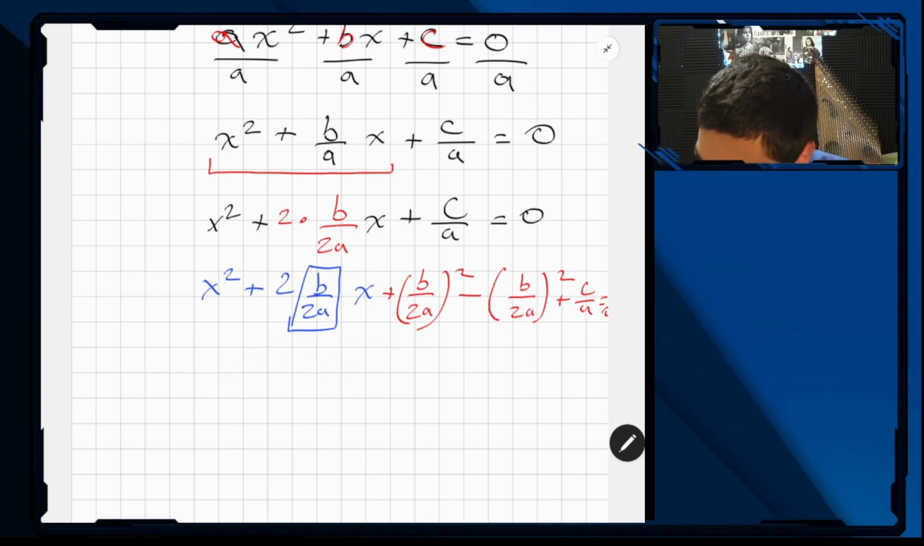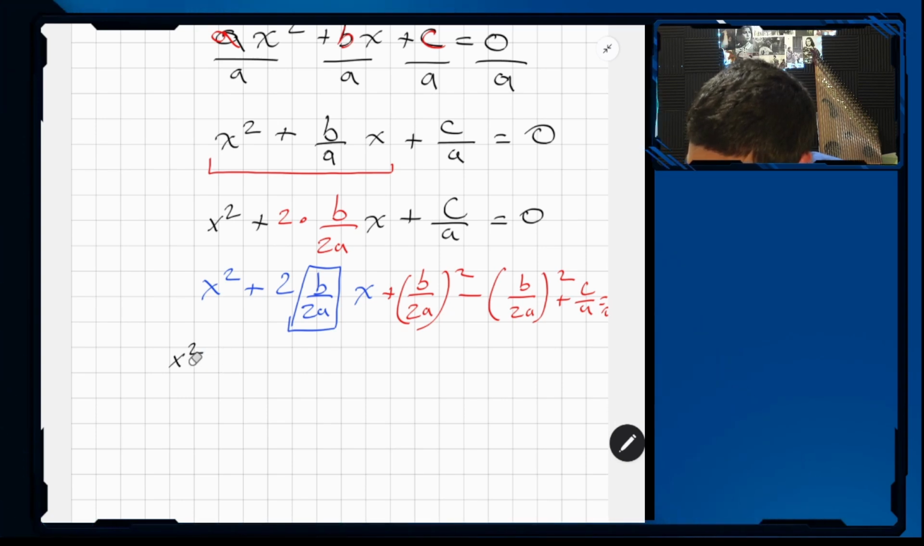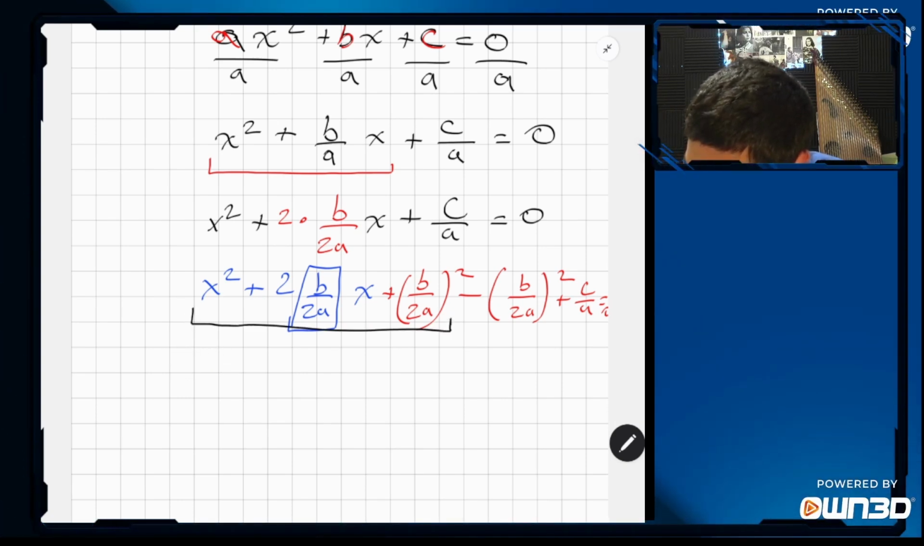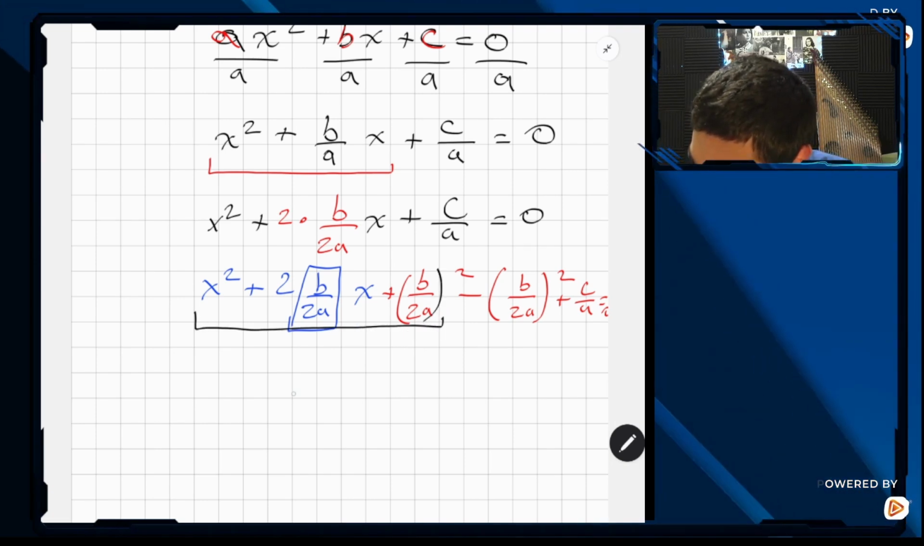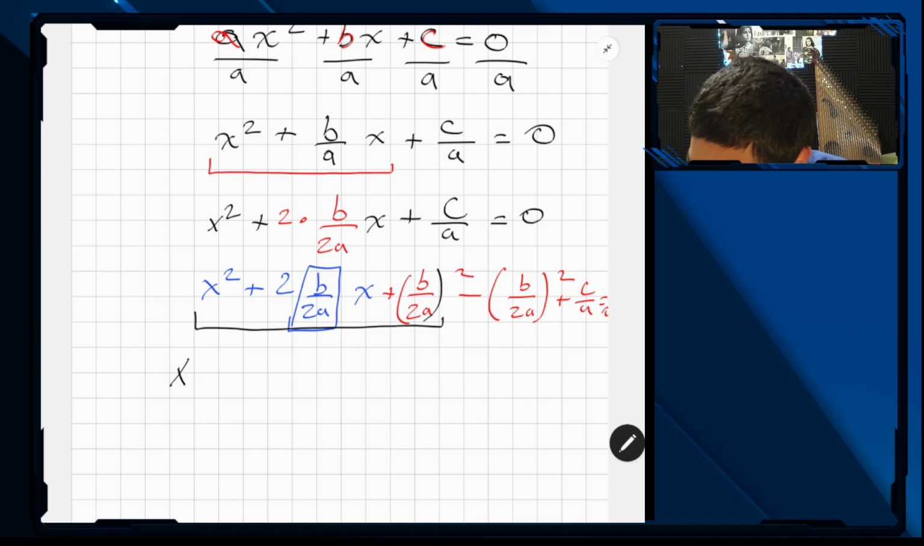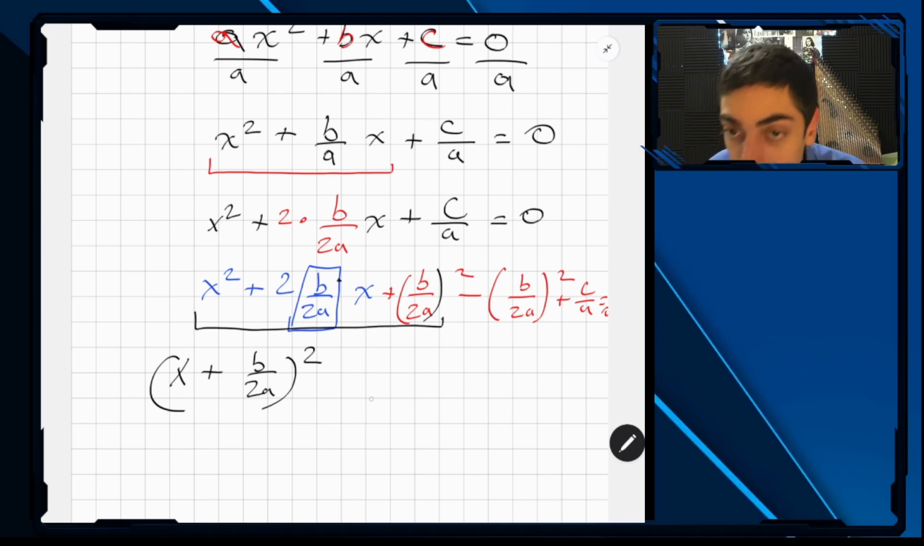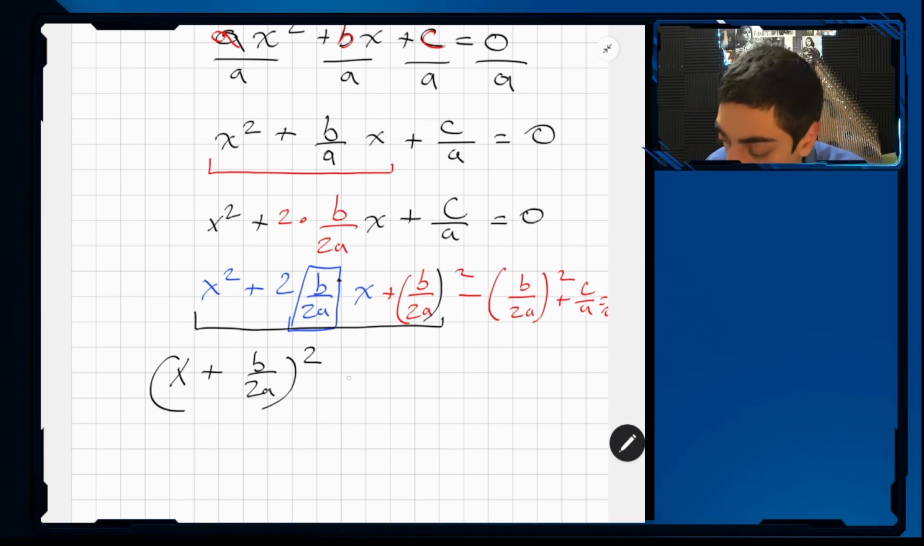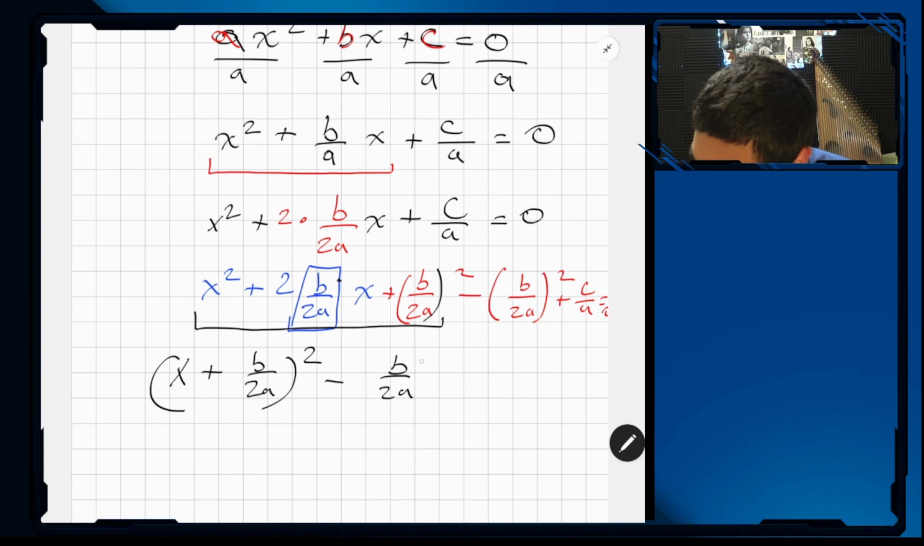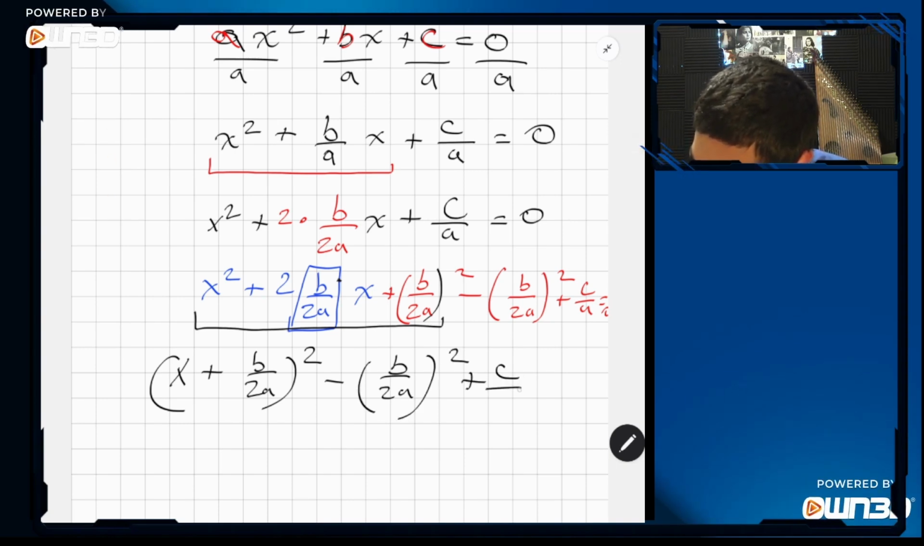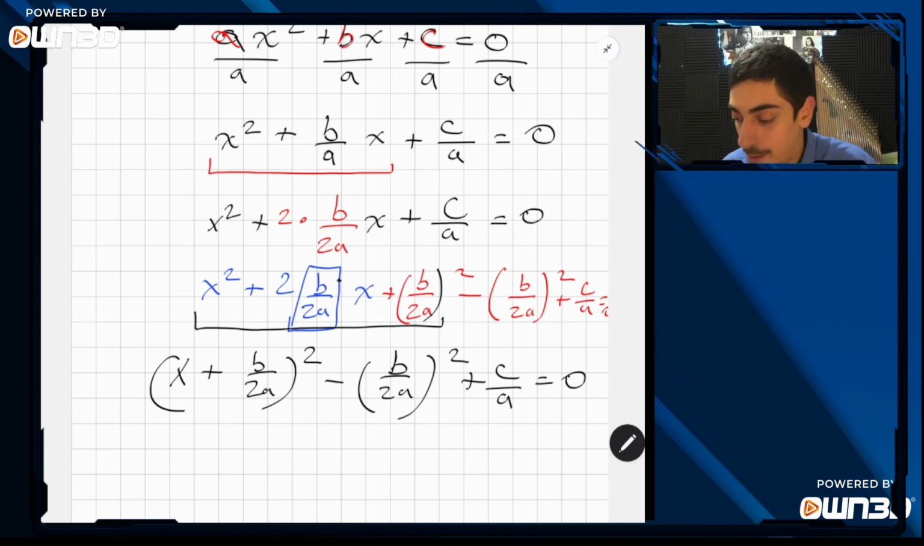Now, x squared plus this gives us a square. That was the whole point. What square is this? Well, this is x plus, this is the second term, b over 2a squared minus b over 2a, the whole thing squared, plus c over a equals 0. We're getting there. Hang in there.